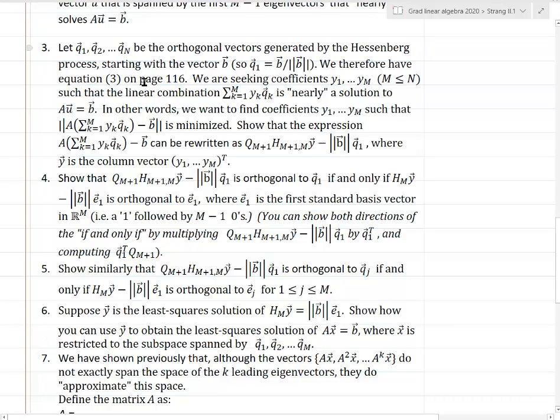Okay, we therefore have equation 3 on page 116. Let me turn there. This is a matrix equation relating the matrix A to the Hessenberg matrix, and that last matrix on the right side of 3 is H k plus 1 comma k. Okay, so he writes this as A Q_k equals Q_{k+1} H_{k+1,k}. You can look on page 116 and see how it's written there at the bottom of the page.